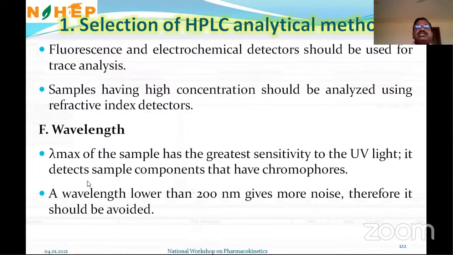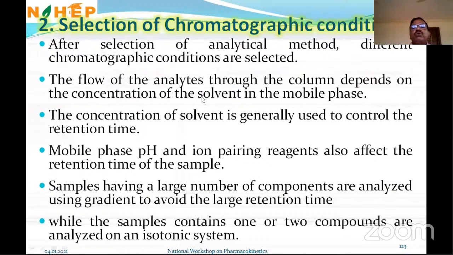Coming to the next, selection of chromatographic conditions. After selection of the analytical method, different chromatographic conditions are selected. The flow of analyte through the column depends on the concentration of the solvent in the mobile phase. The concentration of the solvent is generally used to control the retention time. Mobile phase pH and ion pairing reagents also affect the retention time of the sample.